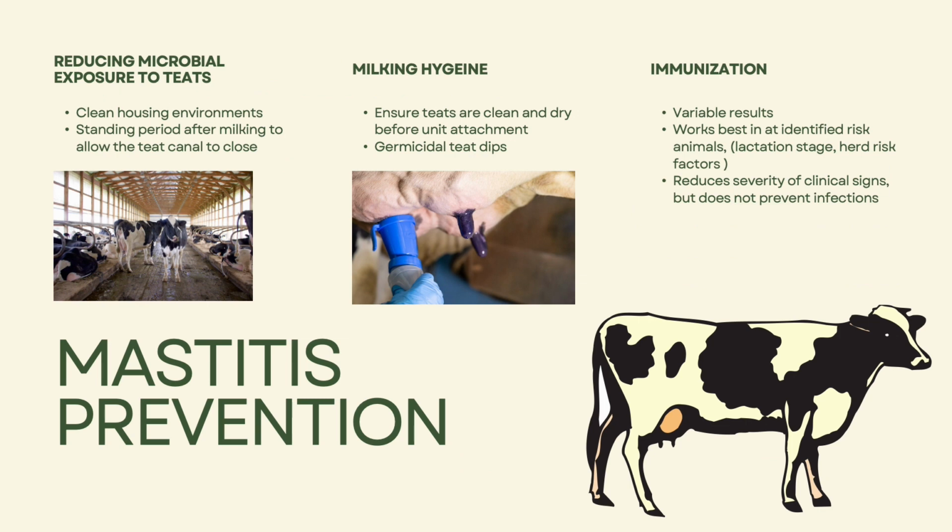Prevention is the best medicine, and there are various ways to prevent instances of mastitis. One of the most important ones is reducing microbial exposure to teats. This is more of a management practice and involves keeping clean housing and providing a standing period after milking to allow the teat canal to close. After milking, the teat canal, or where the milk will exit, is going to be open for around 30 minutes. So lots of producers opt to feed their cows after milking, so they are obligated to stand and eat and allow the teat canals to close before they go and relax in their loafing areas that could have pathogens in the bedding or elsewhere.